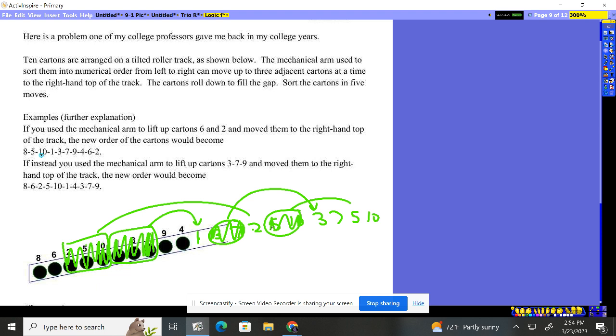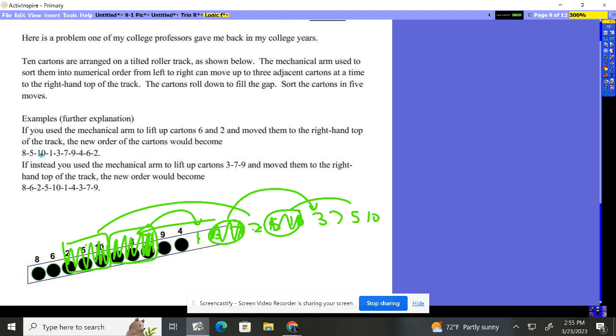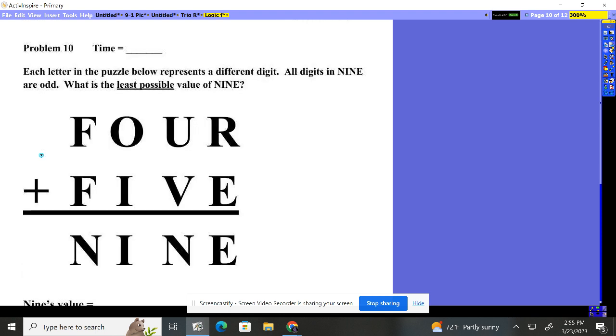Many of you will not get this. This, again, is difficult. But the key is once you pick them up, you're dropping them at the backside and everything sort of rolls forward. That's why I drew this little pretty picture at a slant. Okay. This is one I had back 30 years ago in college. Professor gave it to me. I thought it was a great problem.